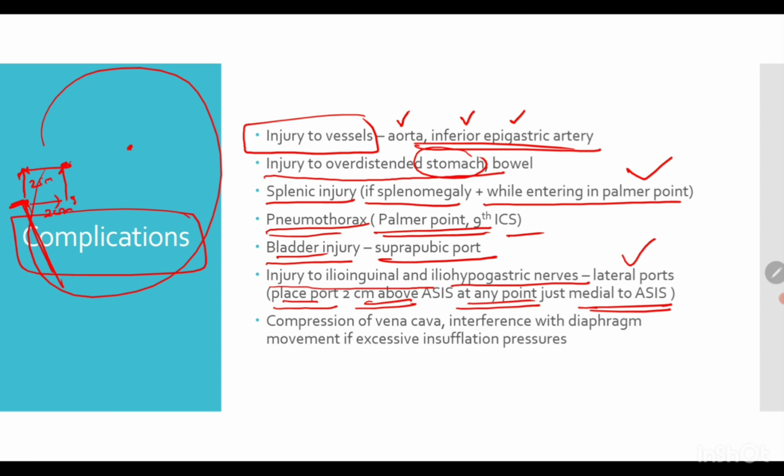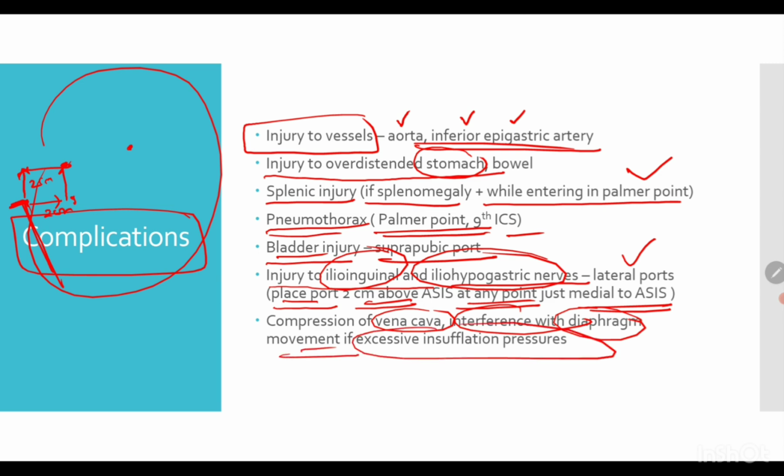Okay, so basically during lateral port entry, the ilioinguinal and iliohypogastric nerves can be injured. Compression of the vena cava interferes with the diaphragm movement. If you give excessive insufflation pressure, that will cause a compressive effect on your vena cava and decrease the diaphragm movement. So vessel injury to the aorta and inferior epigastric artery can happen. Injury to the bowel, stomach, spleen, everything can happen. Then pneumothorax, bladder injury, suprapubic, ilioinguinal and iliohypogastric nerve injury, vena cava injury influencing the diaphragm movement, excessive intra-abdominal pressures.